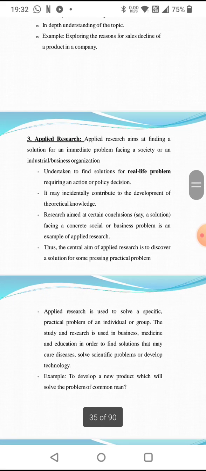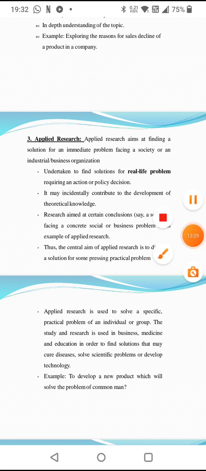Next, coming to applied research. Applied research aims at finding a solution for an immediate problem facing a society or an industrial or business organization. It is undertaken to find solutions for real life problems requiring an action or policy decision. It may accidentally contribute to the development of theoretical knowledge. Research aimed at certain conclusions facing a concrete social or business problem is an example of applied research. Thus, the aim of applied research is to discover a solution for some existing practical problem.